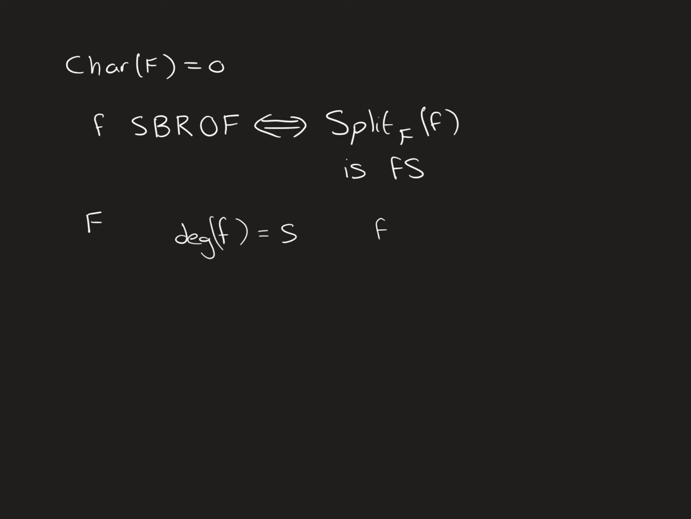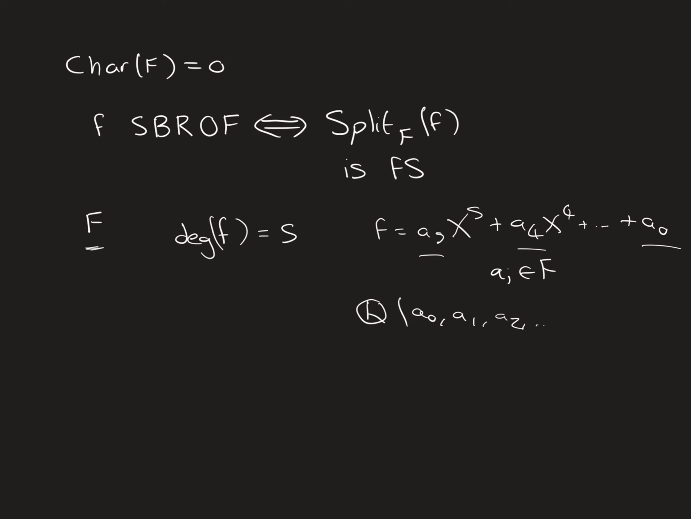So if our polynomial f is something like a5 x to the 5 plus a4 x to the 4 plus all the way down to a0, where the ai's are in the ground field, then these are the coefficients of the polynomial. There is some smaller subfield of my field F which contains all of those. Any subfield is going to have to contain the rational numbers because it's characteristic 0. But it would be the rational numbers adjoin a0, a1, a2, all the way up to a5.